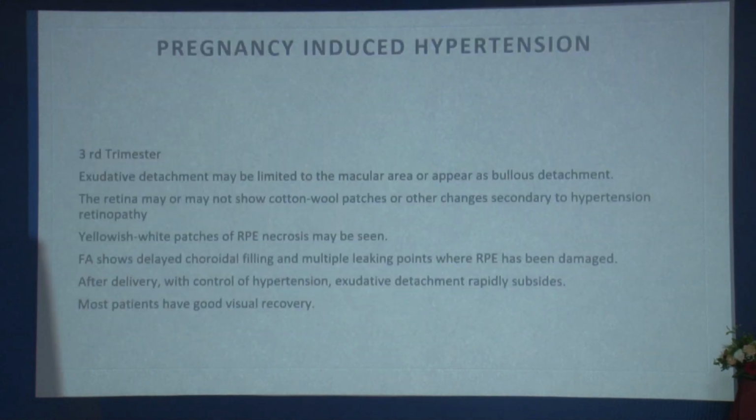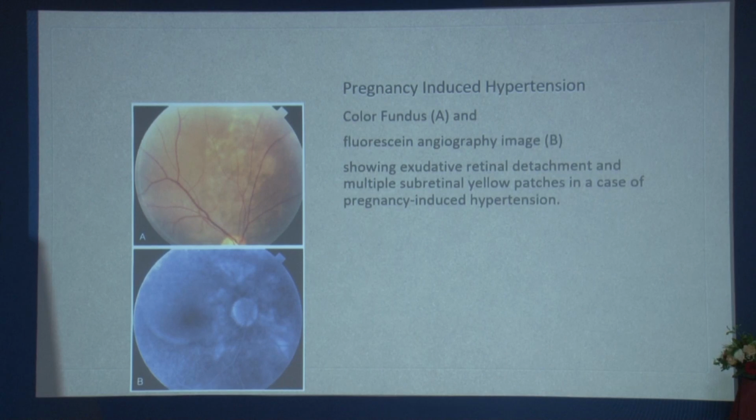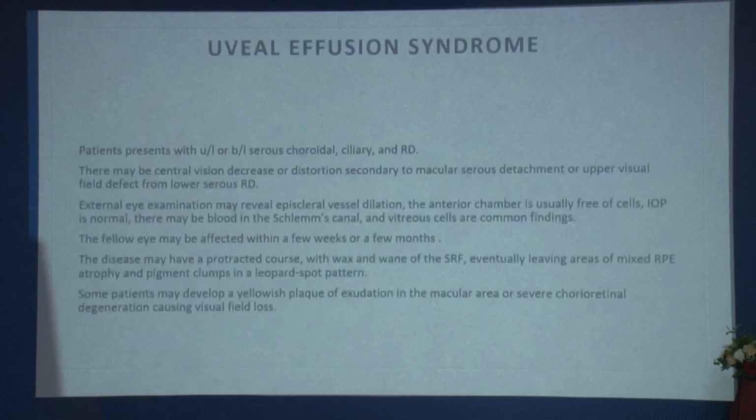Pregnancy-induced hypertension produces a very similar picture with exudative detachments, and you can see the FA showing delayed choroidal filling. You can actually see the areas of choroidal non-perfusion. ICG will help, of course, but you cannot do it during that time. The other differential is a uveal effusion syndrome.